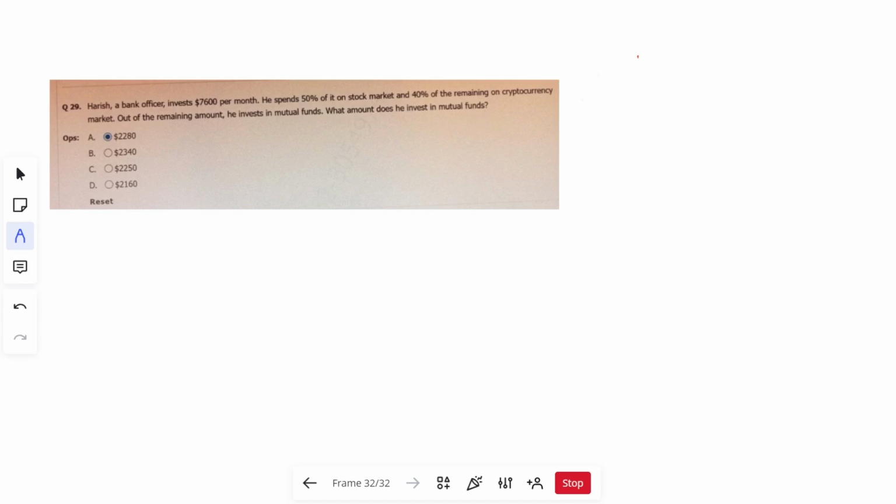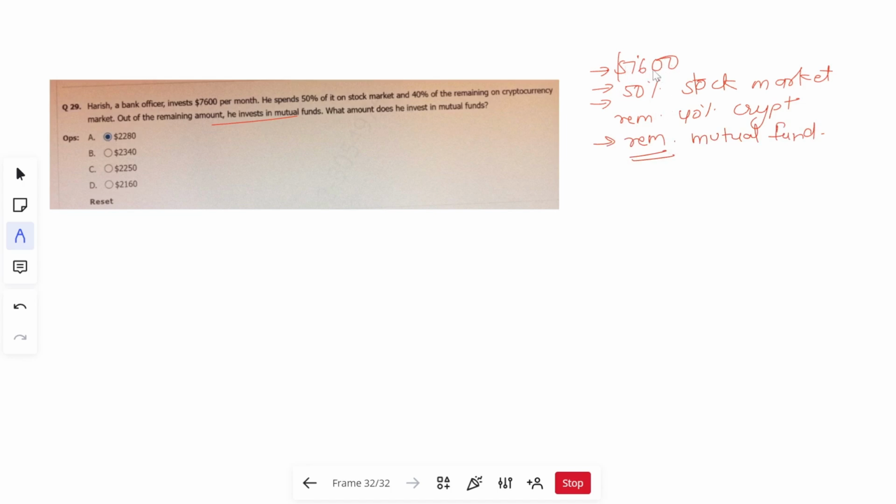So guys, let's understand how we can solve this problem. Basically, Harish is investing in 3 things. First, he's investing $7,600 per month. That is the first investment that he is making, and then he is spending 50% of it on the stock market, and then 40% of the remaining he is spending on cryptocurrency. And then out of the remaining amount, he invests in mutual fund. So whatever is remaining at the end, he is investing in mutual fund. So we have to find out what is the fund that is remaining at the end. After reducing all the amounts, whatever is left at the end will be our final answer. Let's see how we will solve it.